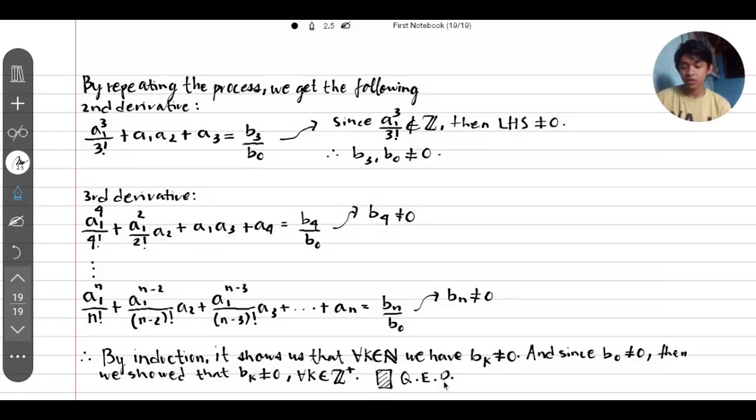So this is how we prove problem one in set 2B of the William Putnam competition.